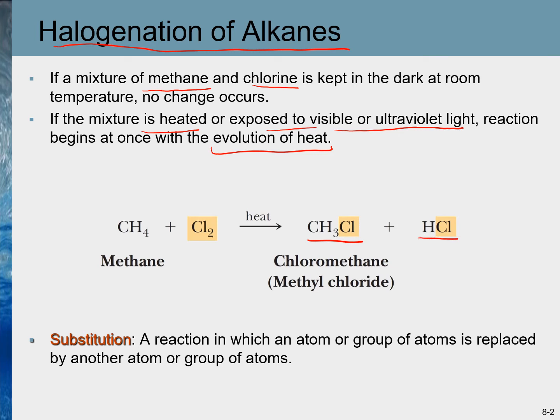This kind of reaction is known as a substitution reaction. A substitution reaction is a reaction in which an atom or group of atoms is replaced by another atom or group of atoms. For example, in this case, one hydrogen atom is replaced by chlorine atom. So that's why this reaction is known as a substitution reaction.